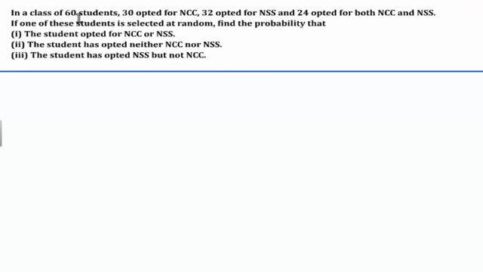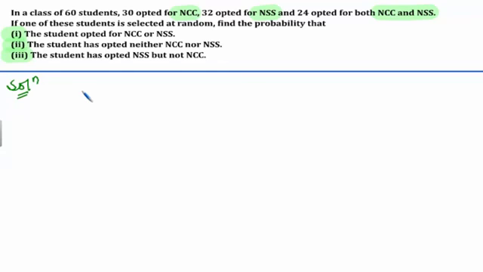In this question we are given that in a class of 60 students, 30 students opted for NCC, 32 opted for NSS and 24 opted for both NCC and NSS. If one of these students is selected at random, find the probability that first, the student opted for NCC or NSS. Second, the student has opted neither NCC nor NSS. And third, the student has opted NSS but not NCC. Let's begin with the solution.